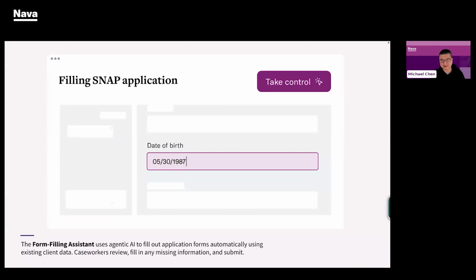So, for context, I'm going to use our most recent pilot that's still ongoing called the Form Filling Assistant to give you the 30-minute description of this particular pilot. The Form Filling Assistant uses agentic AI to essentially fill out benefit application forms automatically by pulling from existing client data from case management software. So the thrust behind it is that it allows the caseworker to shift from doing data entry to doing data review, right? Because the AI tool now handles the data entry.